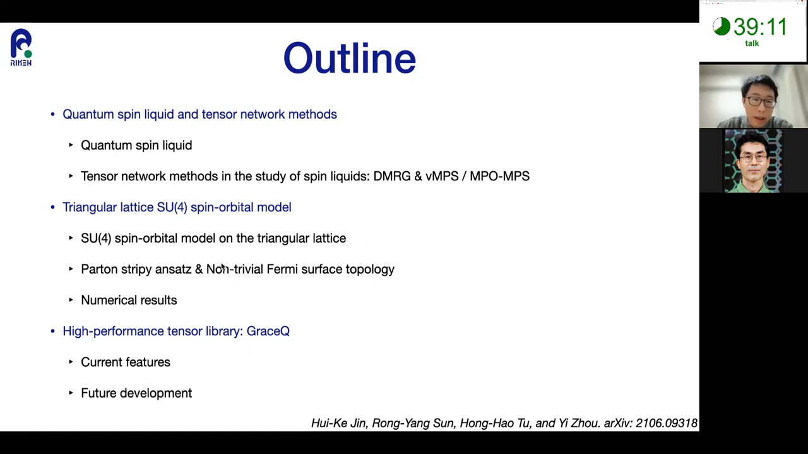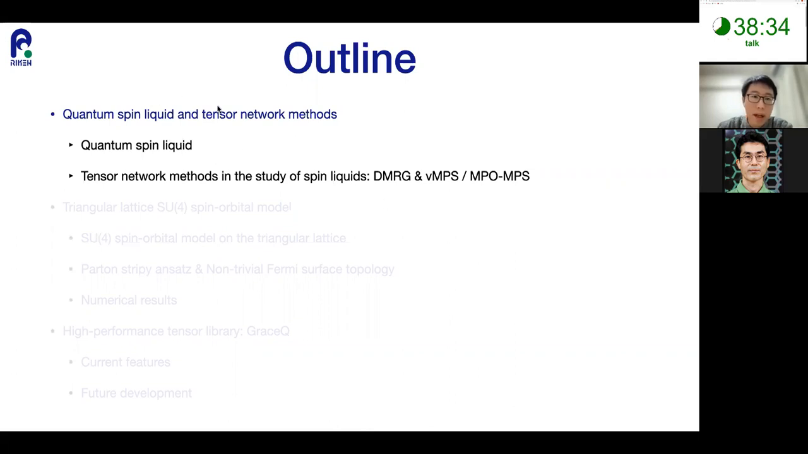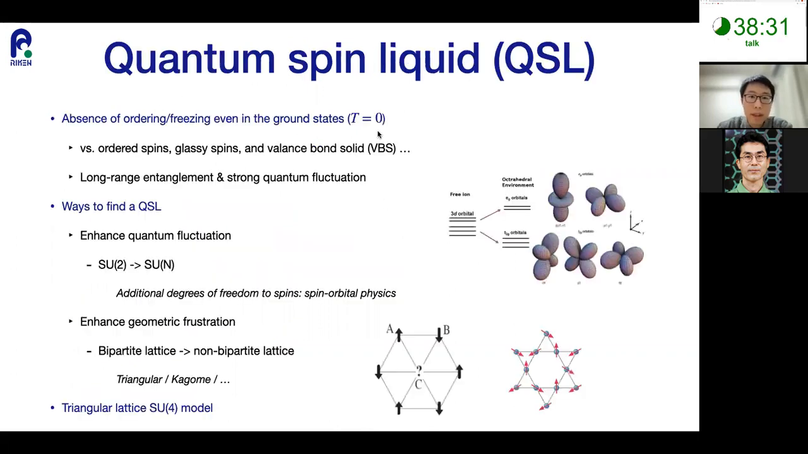From a basic perspective, it's related to a non-trivial spinon Fermi surface. And I will also show our numerical results, which are consistent with our ansatz. In the last part of my talk, I will introduce the high-performance tensor library used in this work, called GrisQ. I will introduce the features in the current version, and I will also discuss the future development. Okay, let's move on to the first part.